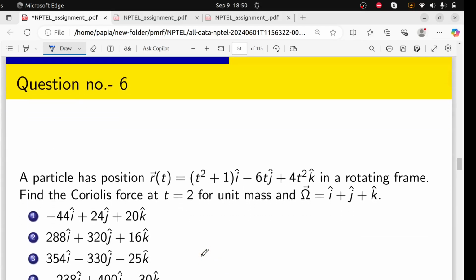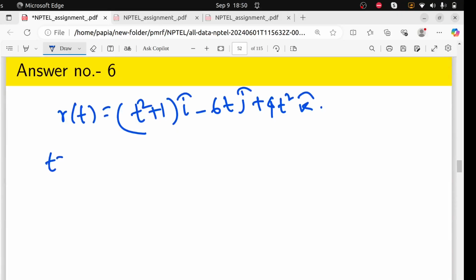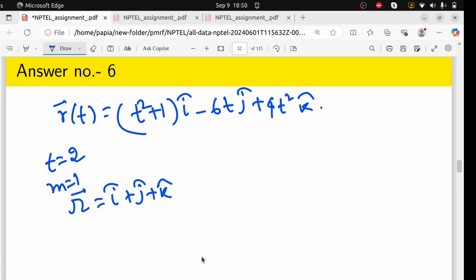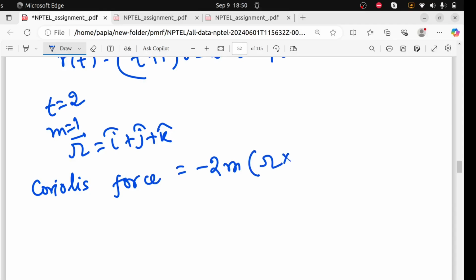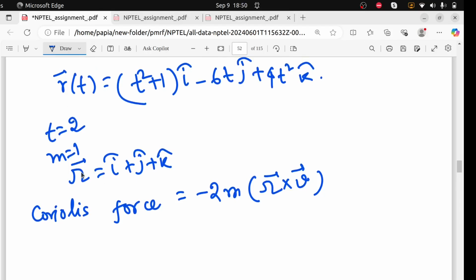What is given? T equals 2, m equals 1, and omega is i cap plus j cap plus k cap. They are asking first for the Coriolis force, which will be simply minus 2m omega cross v. Here I can see that r and omega and m are given. So how can we calculate the v?